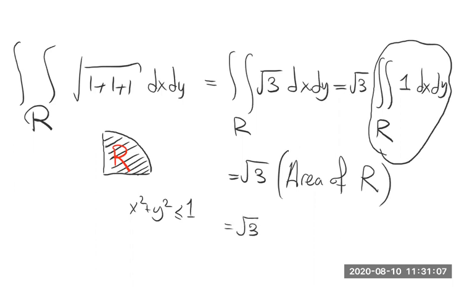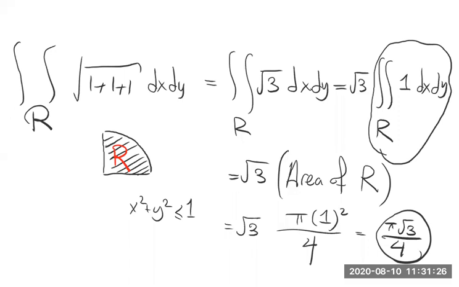Yes. What is the area of R? Well, it's 1/4 of a circle. What is the area of a circle? Pi r squared. Here r is 1, squared. So the final answer would be pi square root of 3 over 4. So that's the surface area of that part of the plane above this region. That's how we compute the surface area. Sometimes we might need to do a change of variable. We might need to go to polar coordinates, but that's the idea.